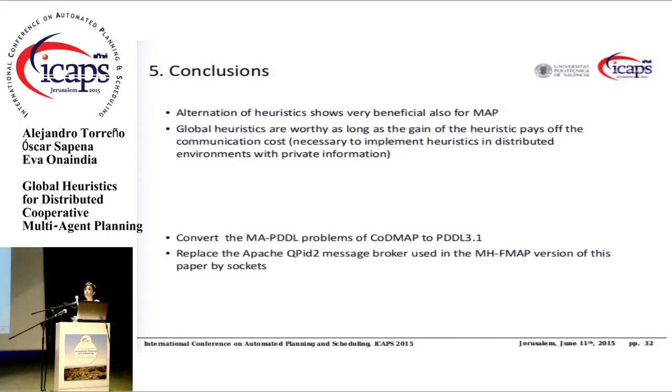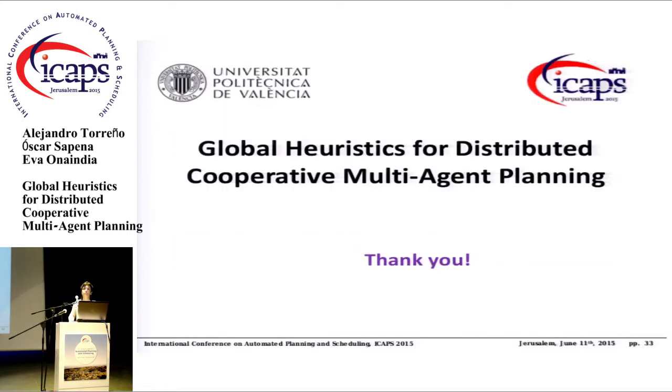We have to analyze this and look into converting the MAPDDL problems of the competition into PDDL 3.1, just to overcome the limitation of the heuristic, so we will investigate this. Another aspect that makes our planner slower than the rest of the planners is that we use a message broker on top of a multi-agent system platform. So the idea, for the version I just presented here, is to replace this broker by sockets and see if we can alleviate the communication problem. And this is it. Thank you very much.